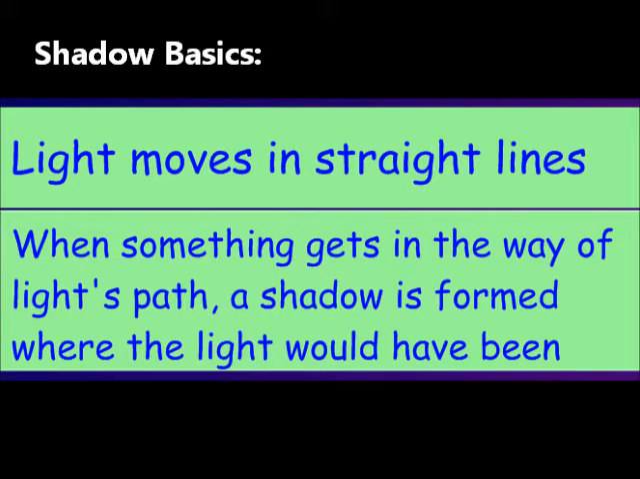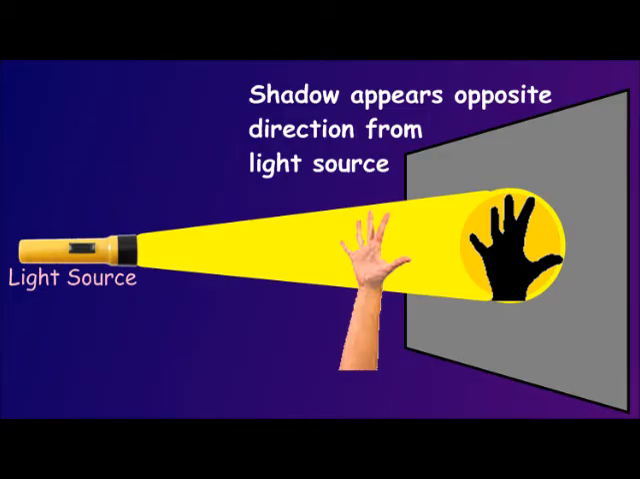Light moves in straight lines, and when something gets in the way of light's path, a shadow is formed where the light would have been. We see here that the shadow always appears in the opposite direction from the light source. So if the light source is in the south, the shadow would appear in the north.